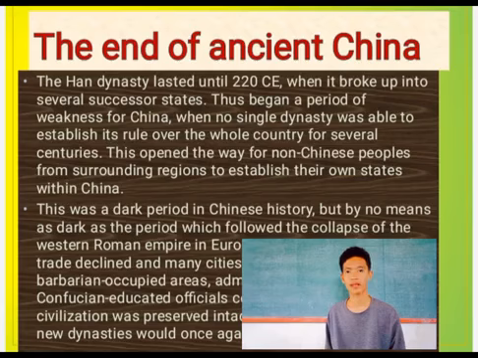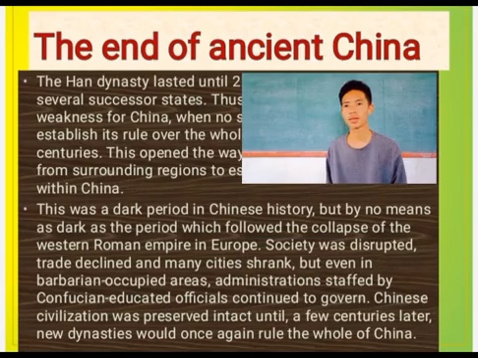The end of ancient China. The Han Dynasty lasted until 220 CE, when it broke up into several successor states. Thus began a period of weakness for China, when no single dynasty was able to establish its rule over the whole country for several centuries. This opened the way for non-Chinese people from surrounding regions to establish their own states within China.